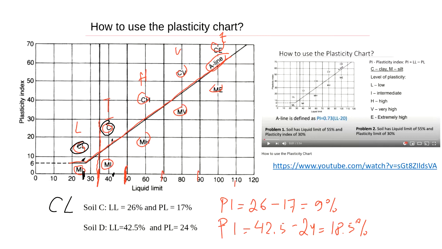If you're not sure whether it's above or below, I will later show you the formula, and you can just put the numbers in the formula and it will give you the answer if it's above or below. But the easiest way is to just look at the chart. Okay, so this one is going to be CI. Do you think you can do this classification by yourself? Okay, good. Then we'll go to the next step.